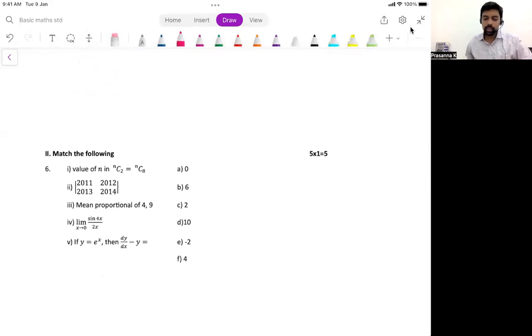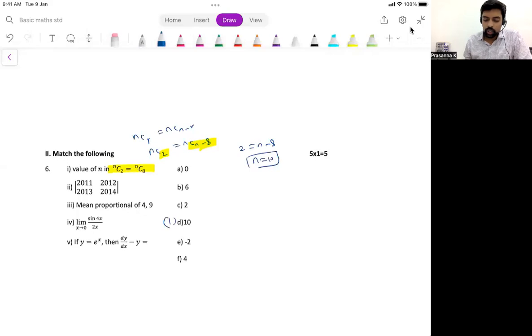Then sixth question, first MCQ. nC2 equals nC8. We know this formula, right? nCr equals nC(n minus r). Therefore, nC2 equals nC(n minus 8). Now equate the r values. So 2 equals n minus 8. Therefore, n equals 10. So for the first one, the correct answer is 10.